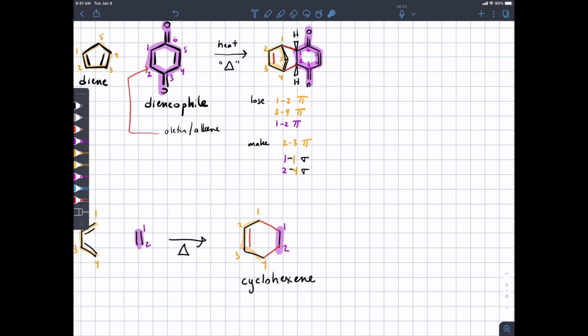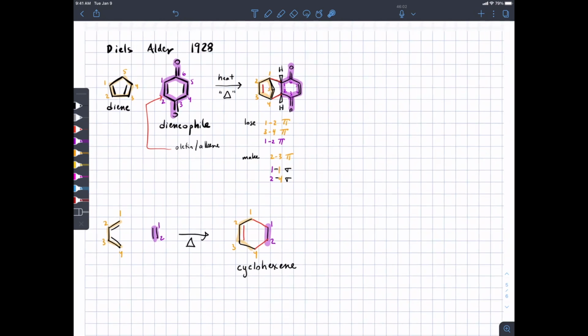And because it forms a 6-membered ring, you can tell why organic chemists are obsessed with it, because we love 6-membered rings. They're fun to draw, and they also don't have a lot of ring strain, and so they're very reasonable, straightforward to make, and they show up in all kinds of natural products. Okay.